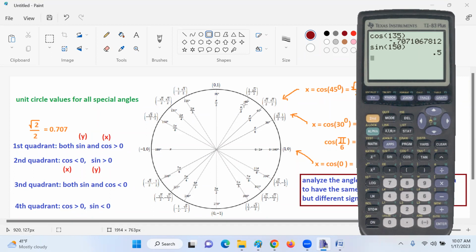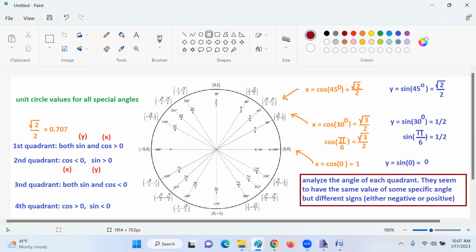But we need to make sure that the cosine of pi over 2, which is 90 degrees, is going to be 0. You can see the x value is 0 because we don't have a value for x. So the sine of 90 degrees in this case will be equal to 1. Right? So these values can be checked on the calculators, and it's important to know what they are.